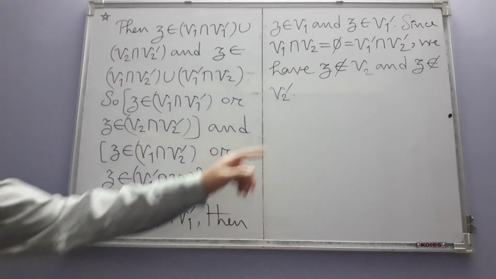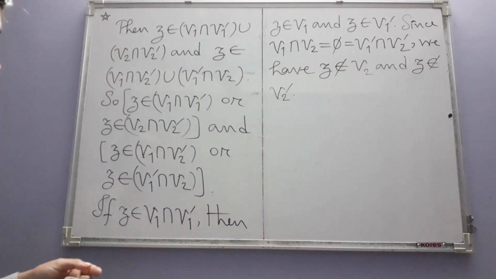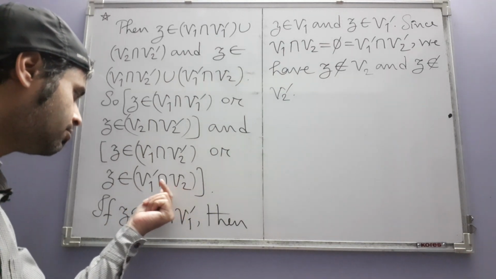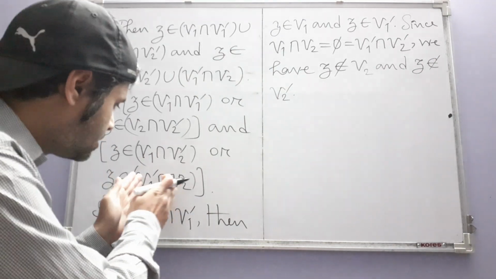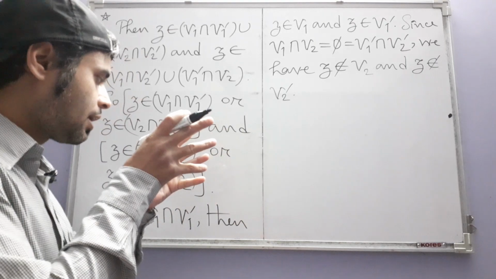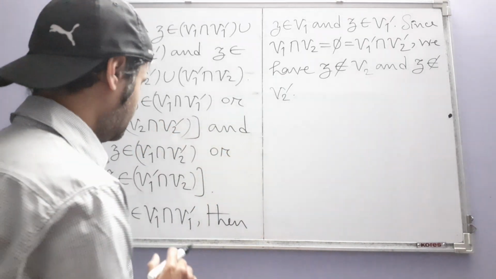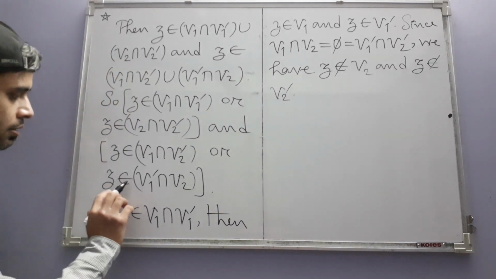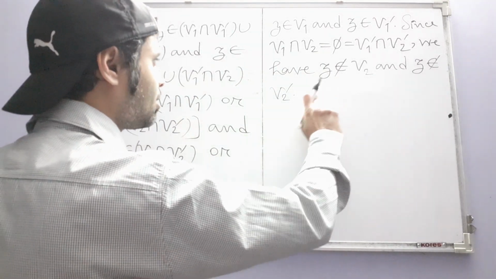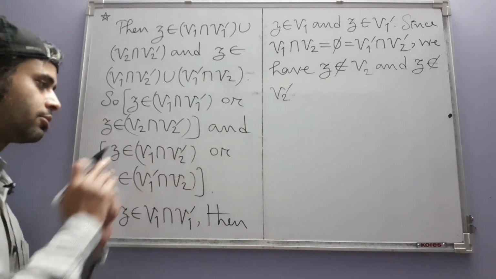Okay. Now if our vertex does not belong to V2, then obviously it cannot belong to the intersection of V2 and V1 prime, because this is a subset of V2. If it is not inside V2, then how can it be inside the smaller thing naturally? So that means Z does not belong to this set. Similarly, because our vertex does not belong to V2 prime, it also again does not belong to this.